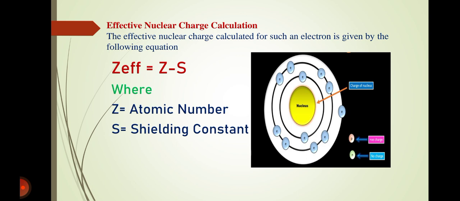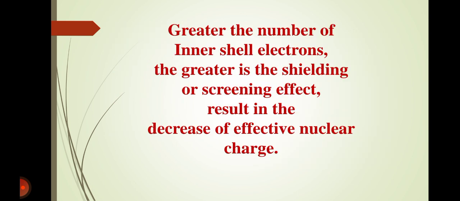We know that greater is the number of inner shell electrons, greater is the shielding or screening effect, resulting in the decrease of effective nuclear charge.